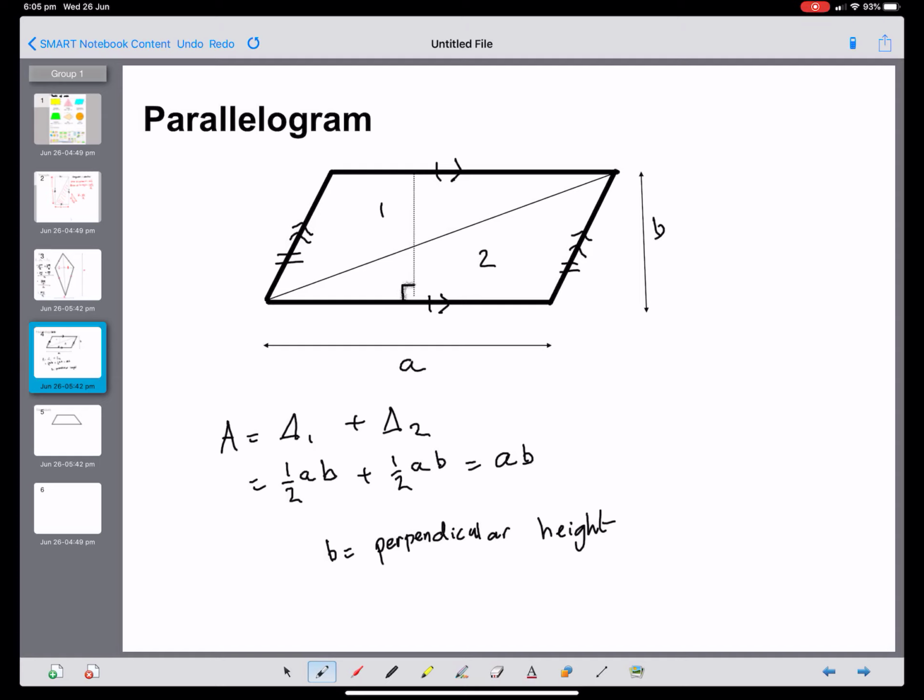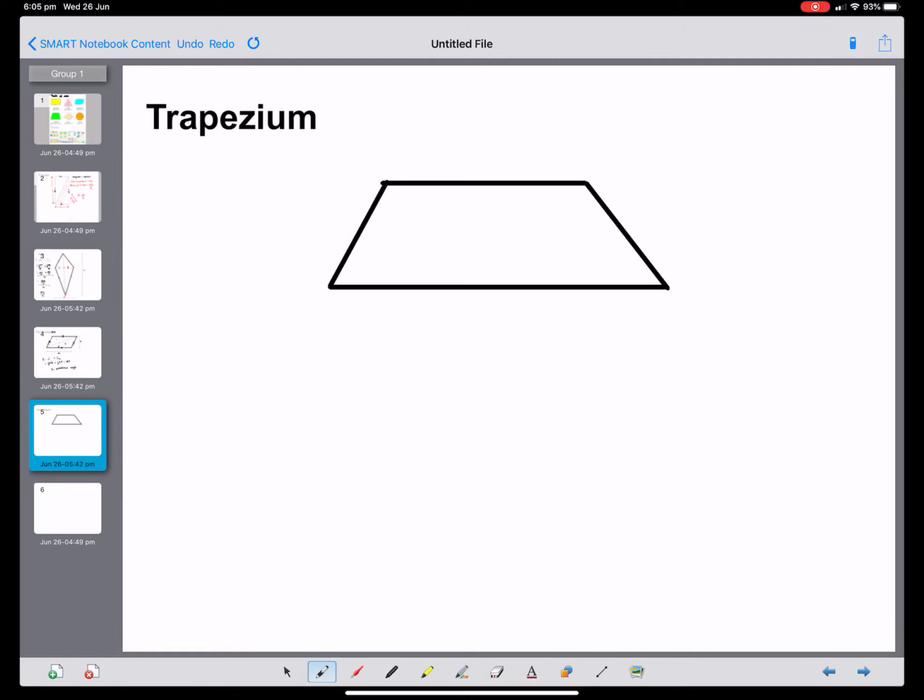Okay, so finally, we have a trapezium. See if you can pause the video and prove the area of a trapezium is half the height times A plus B. So pause the video and see if you can do that. Okay, so hopefully you've done that now.